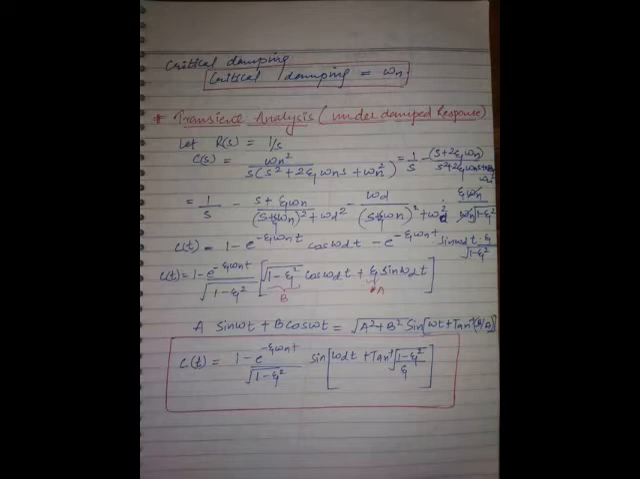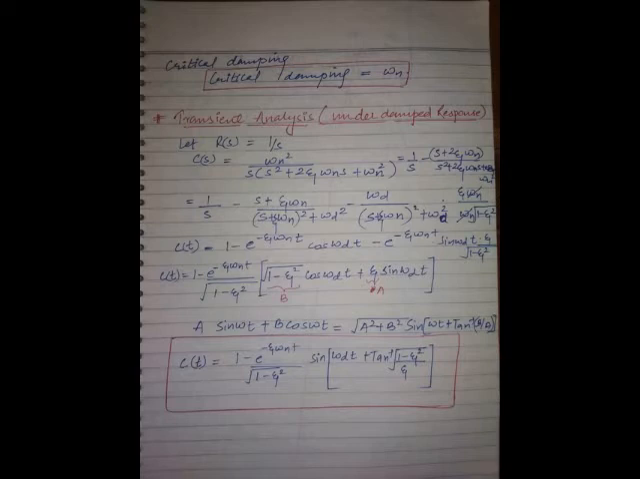In these performance specifications, the first one is delay time. This delay time expression is empirical. There is no proof. And it is given by 1 plus 0.7 zeta by omega n. Second one is rise time. If you look at the specifications, what is rise time? Time taken by the response to reach 100% of the final value. Which means at t equal to tr, c of t value is 1.